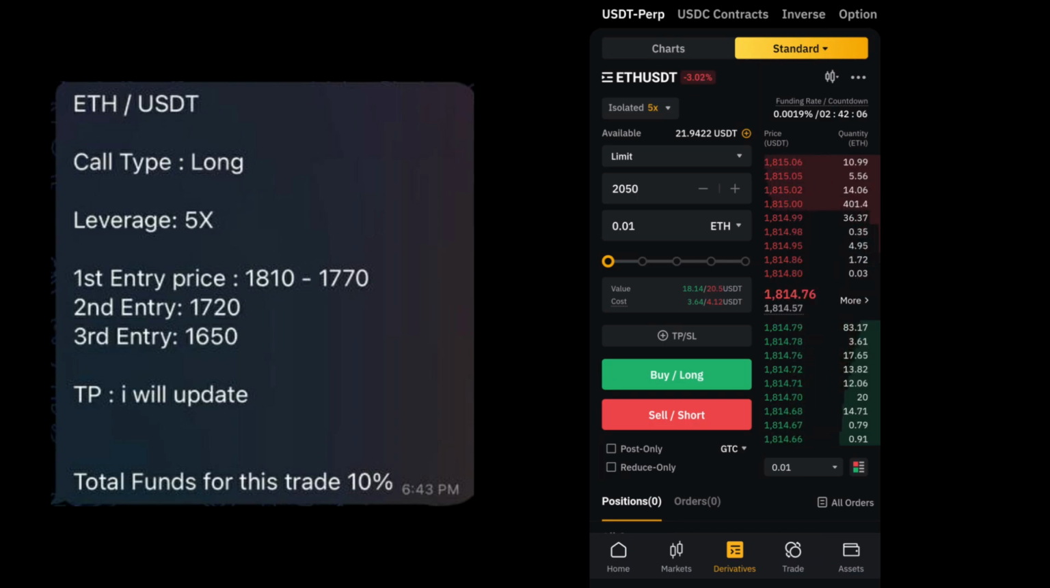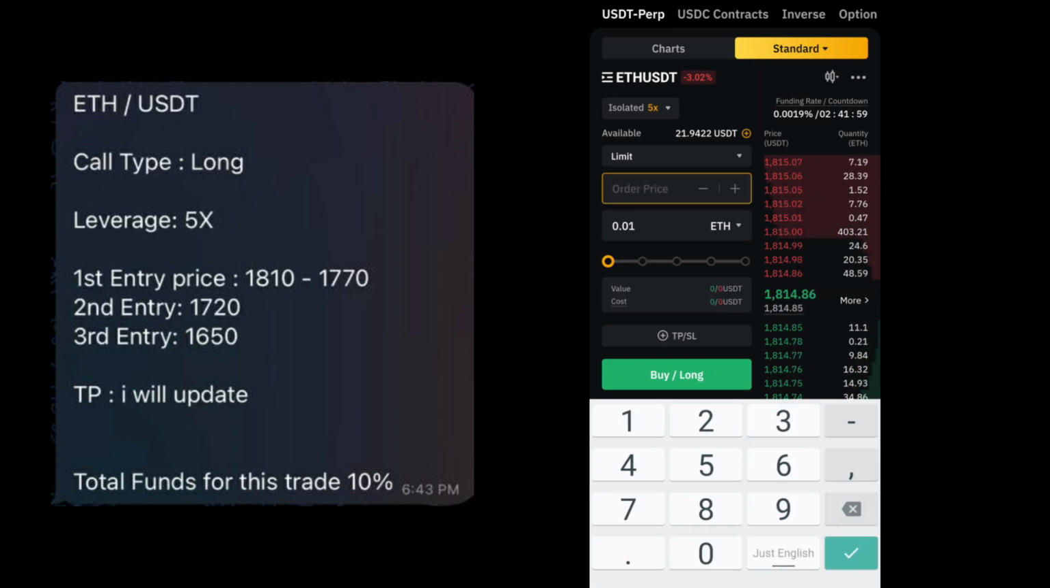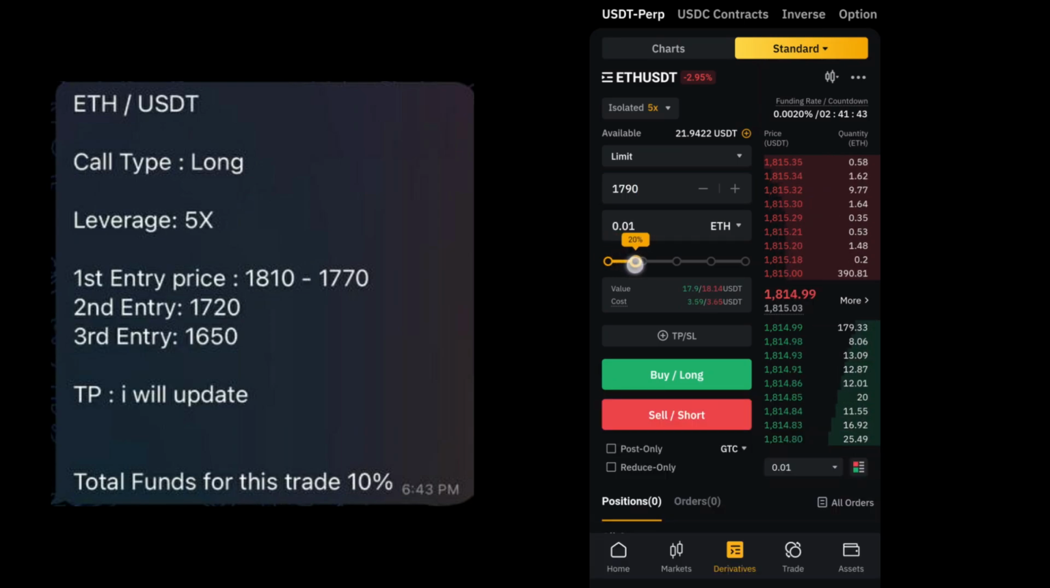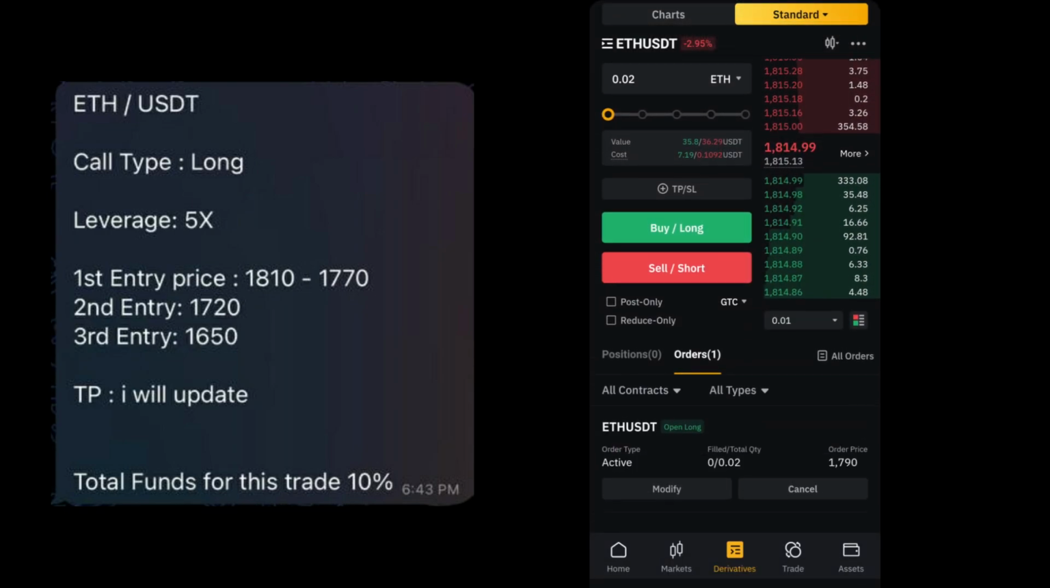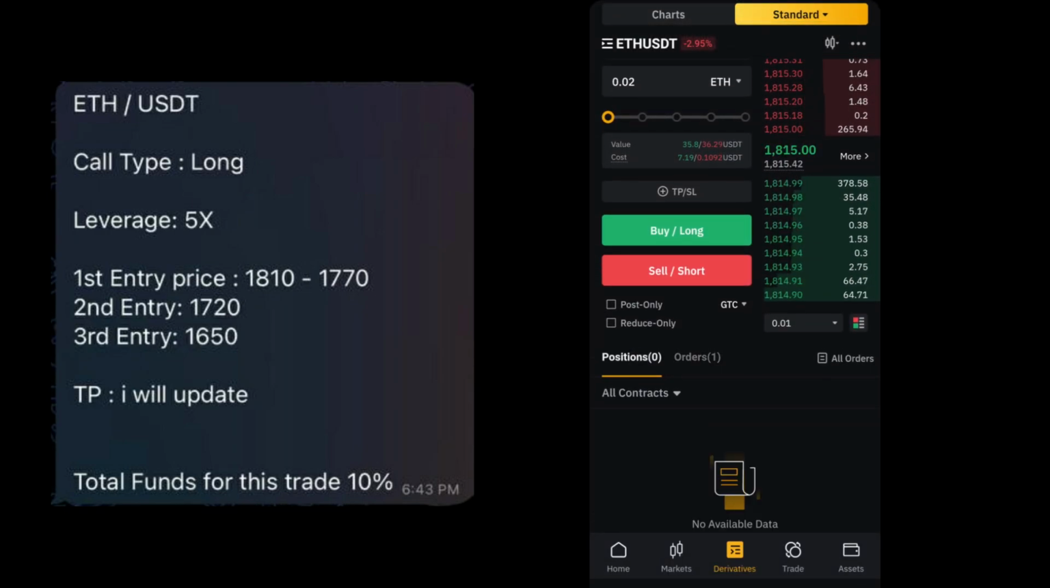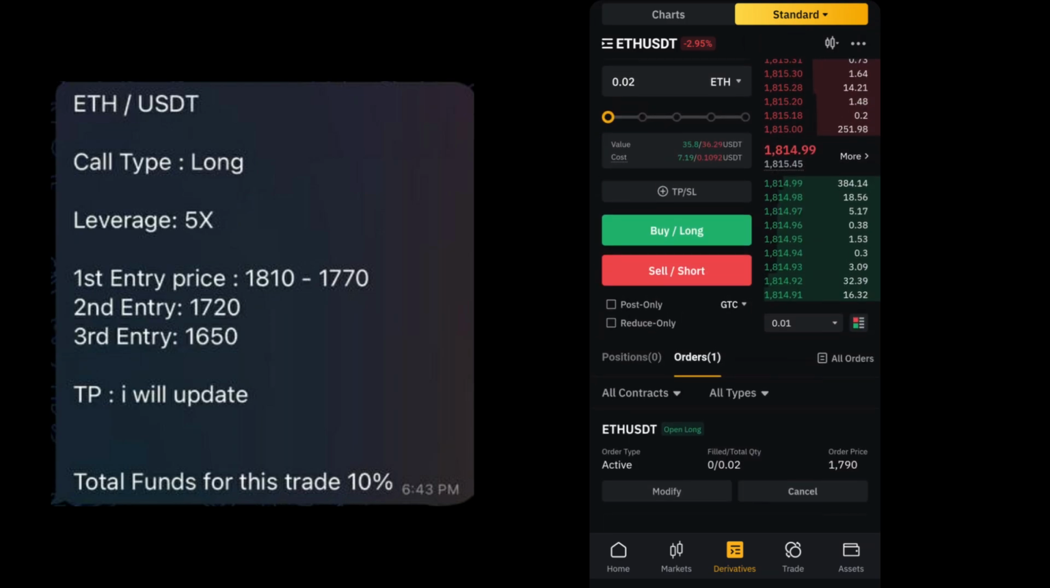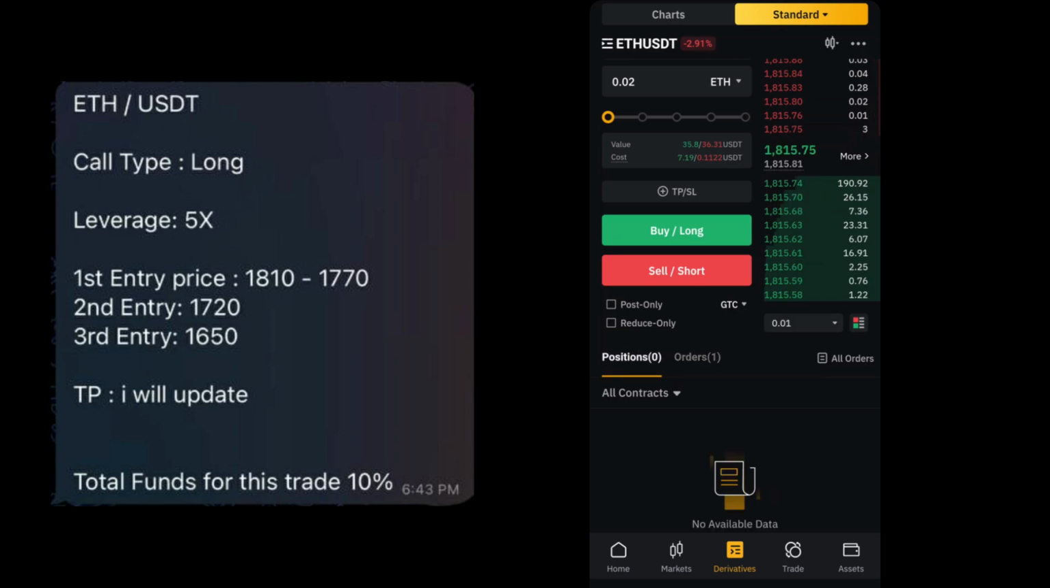Now the next step is click on this option and select the limit option. Here I've given the first entry price at 1810 to 1770. So I'll set the price to 1790. I'll drag this and select how much USDT I want to use, and in the signal I've given long. So just click on long. Click on confirm. Okay, now the order is just placed and it hasn't been executed. Once the market price touches our price, then only our order will get executed. And once the order gets executed, it will show here under positions.